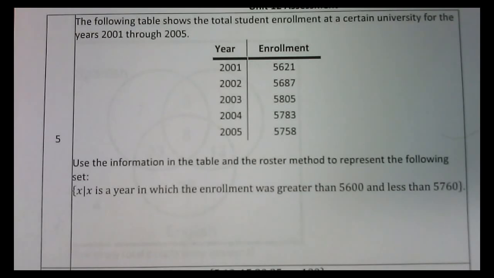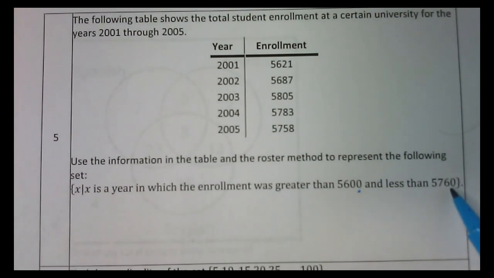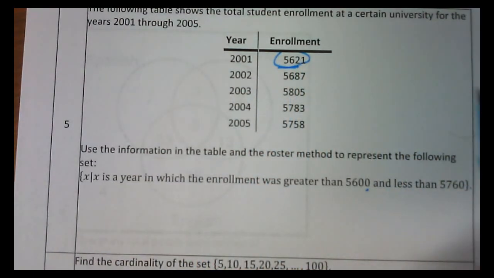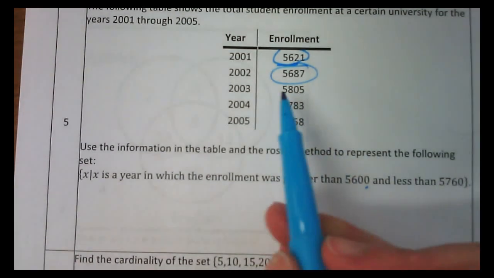Right, for this next one, we have a table. It shows the total student enrollment from 2001 to 2005. Use the information in the table and the roster method to represent the following set. It says X is a year in which the enrollment was greater than 5,600 and less than 5,760. So this year, greater than 5,600, less than 5,760.